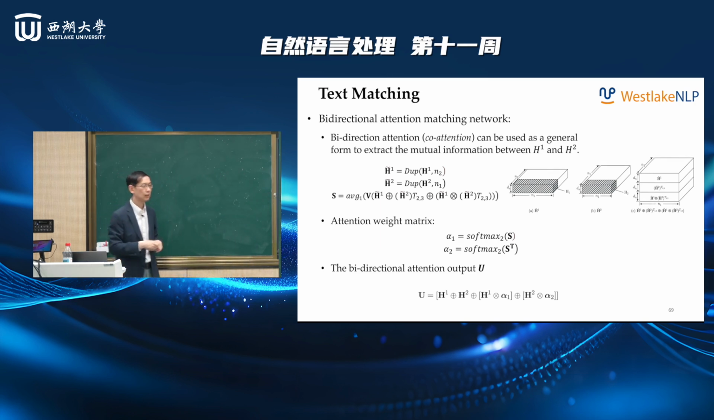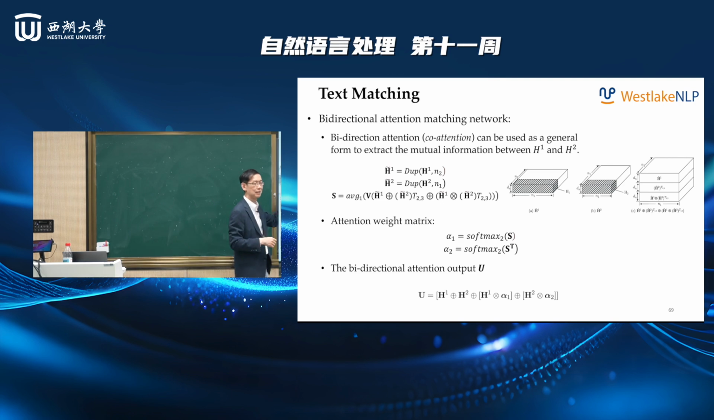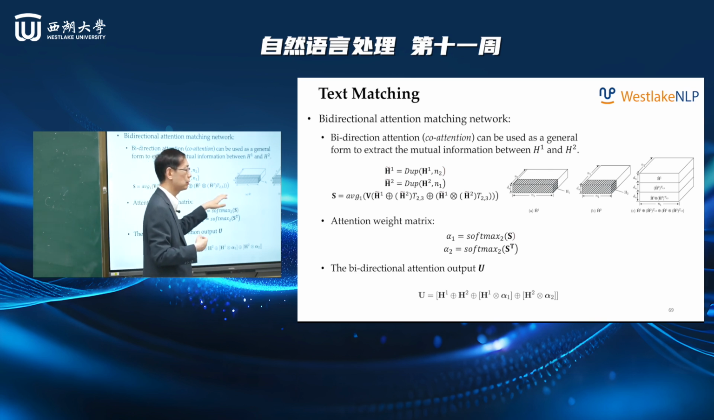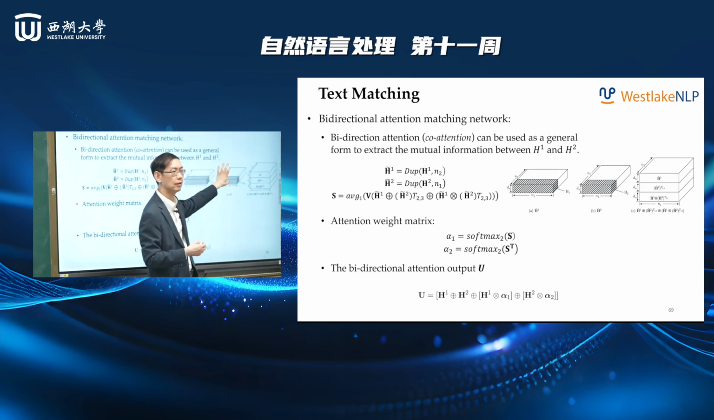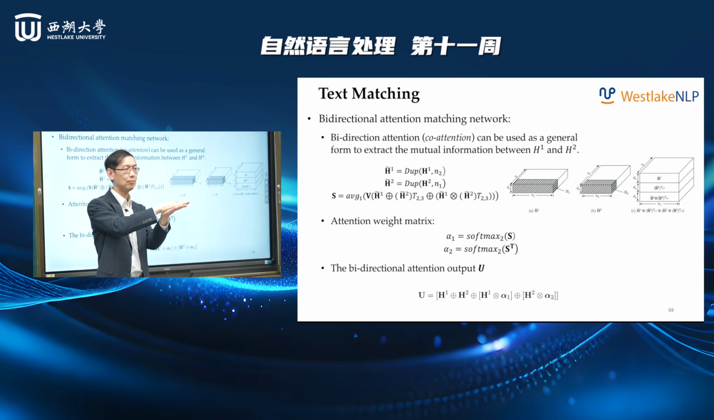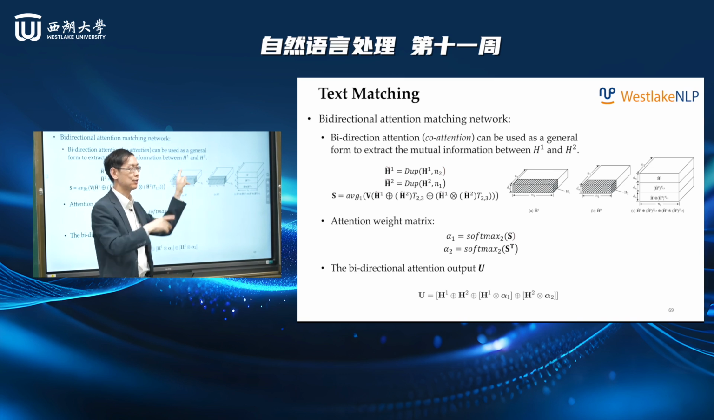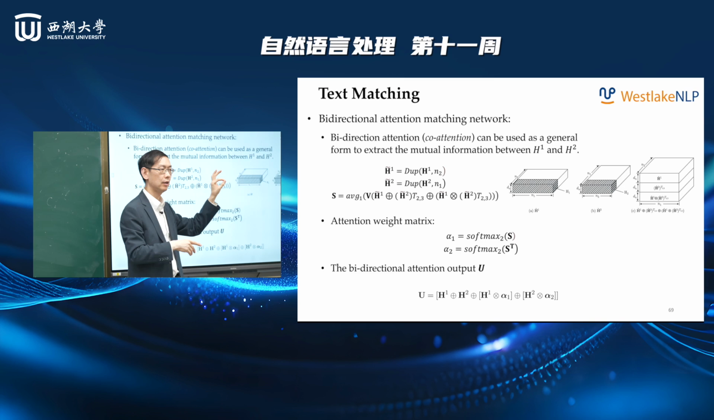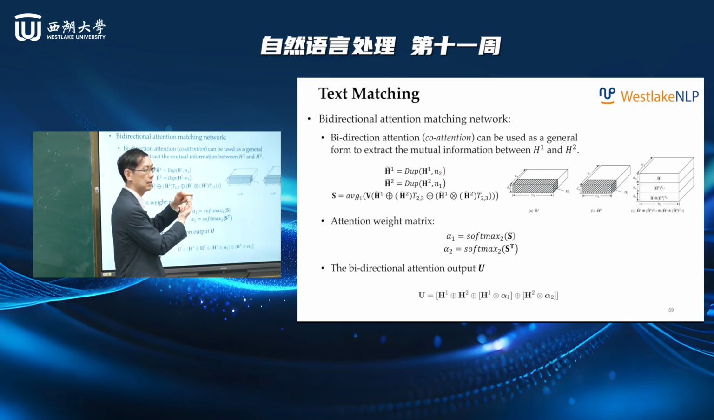I can similarly duplicate h2 n1 times to get a similar tensor. Of course, I can transpose the tensor to make them similar. And I can do some operations between the two tensors and put everything together. If I squeeze them into an n1 by n2 matrix, that's a scoring matrix that calculates the score between every word in the first sentence and every word in the second sentence.